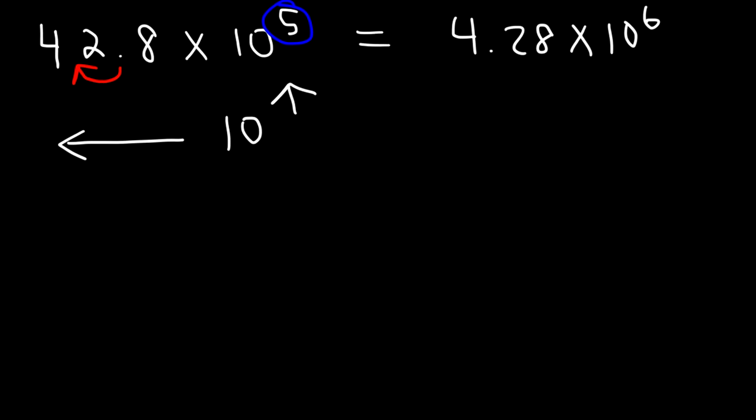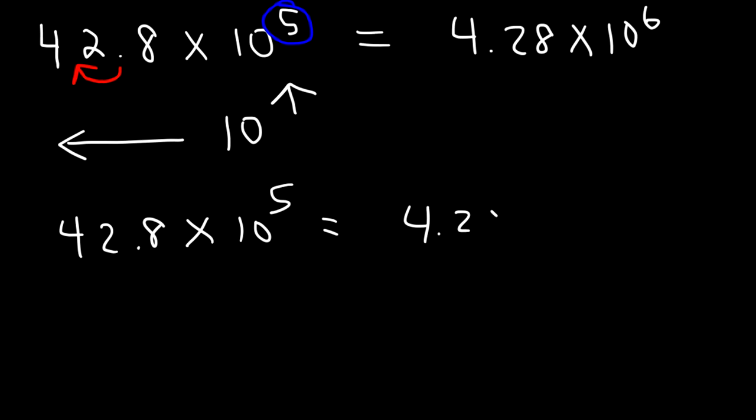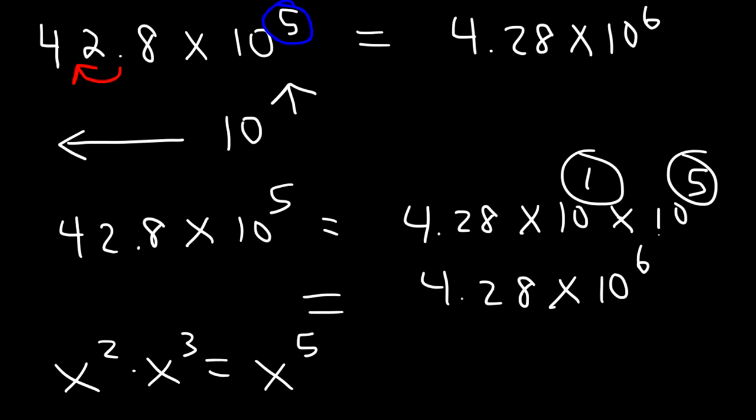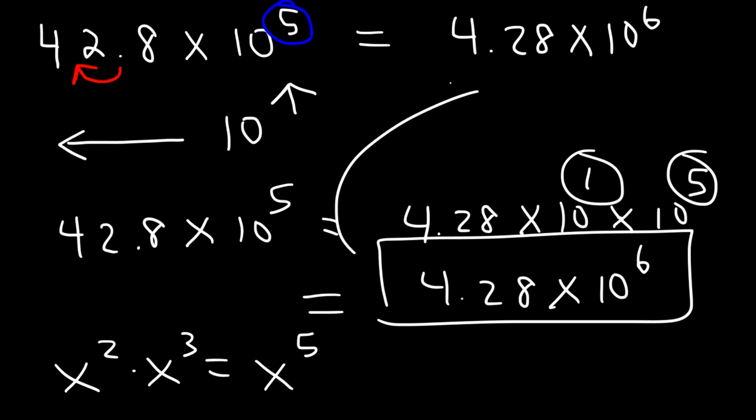Now if you wish to prove it, here's what you can do. 42.8 is basically 4.28 times 10. You can prove that with a calculator. And 10 to the first times 10 to the fifth is 10 to the 6. If you recall from algebra, whenever you multiply two common bases, you can add the exponents. 2 plus 3 is 5. So 1 plus 5 is 6. And that's how we can get this answer. Convert the following numbers into proper scientific notation.